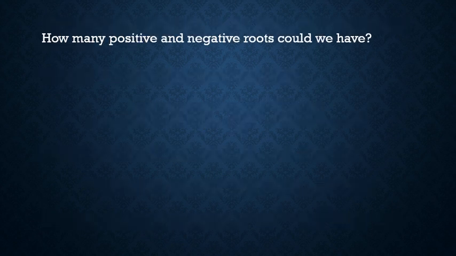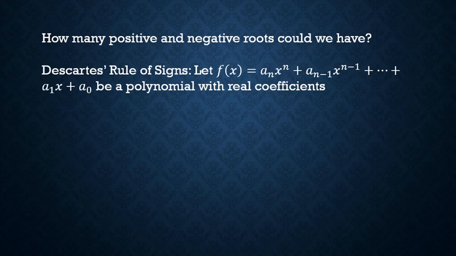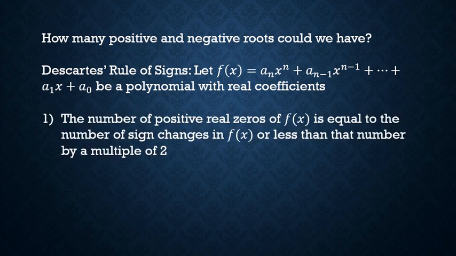Now, how many positive real roots could we have, and how many negative real roots could we have? This is not guaranteeing a specific number of each. It's just telling us what the possibilities are. And how we do this is through the use of Descartes' rule of signs. What it says is you have some polynomial, our typical standard form, with real numbers as coefficients, but we're going to be sticking with whole numbers as our coefficients here. The number of positive real zeros of f of x is equal to the number of sign changes in the terms in f of x. It's equal to that number or less than that number by a multiple of 2.